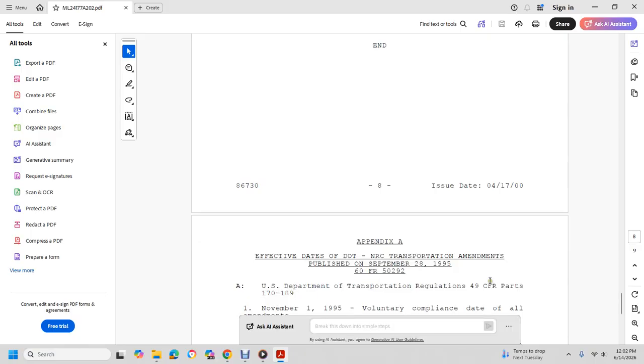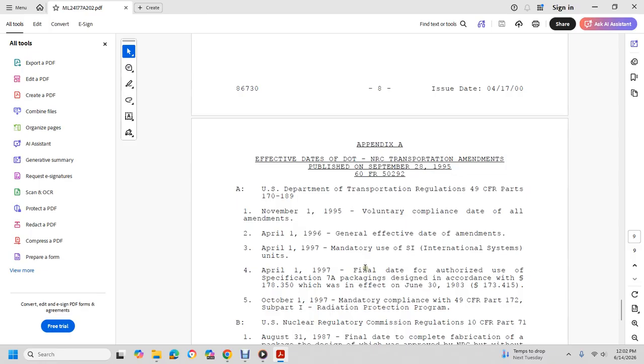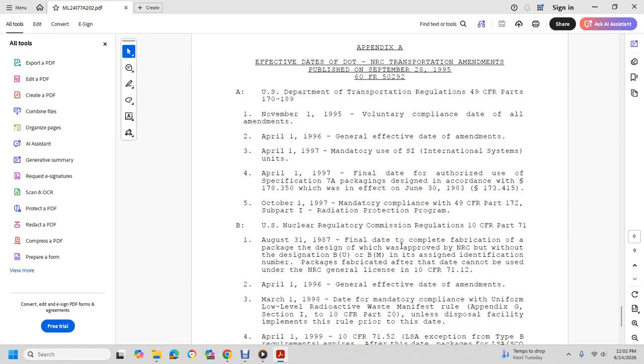U.S. Department of Transportation Regulation, Title 49 CFR Part 173, with the voluntary compliance date of November 1st, 1995, with amendments of April 1st, 1996, general effect with the date of amendments, April 1st, 1997, amended use of the SI International System of Units, April 1st, 1997. The final date authorized for use of the specification 7A package designed in accordance with the 178.350, within effect with June 30th, 1983. October 1st, 1997, amended to comply with the Title 49 CFR 172 Subpart I, Radiation Protection Program.